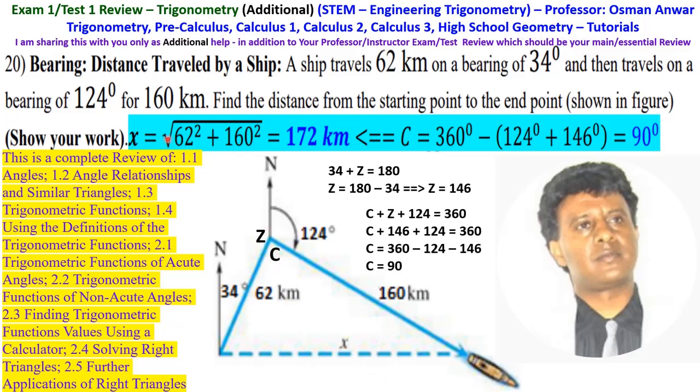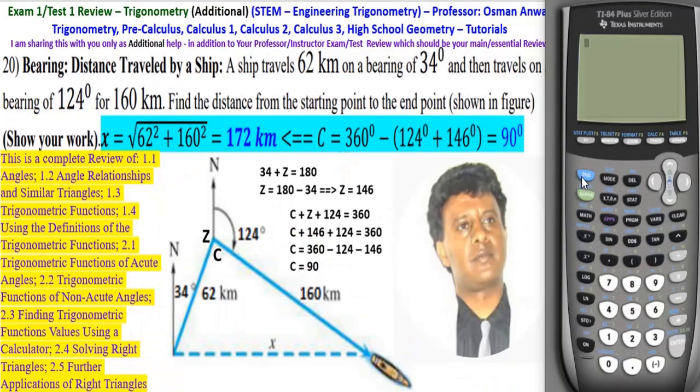x is equal to the square root of 62 squared plus 160 squared, and this gives you 172 kilometers. This is simply the square root of 62 squared plus 160 squared. And that is 172 kilometers.